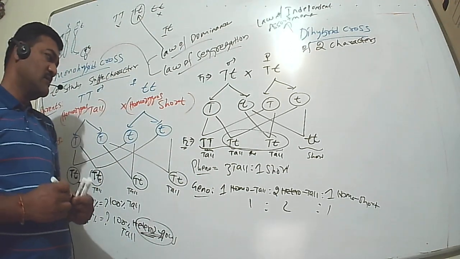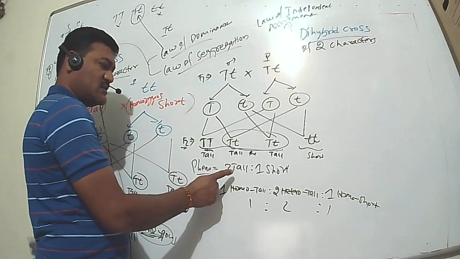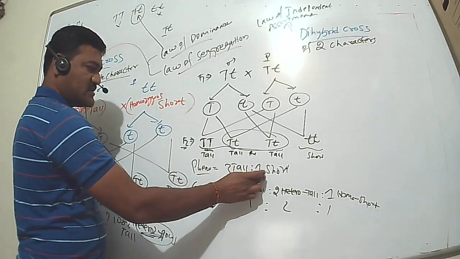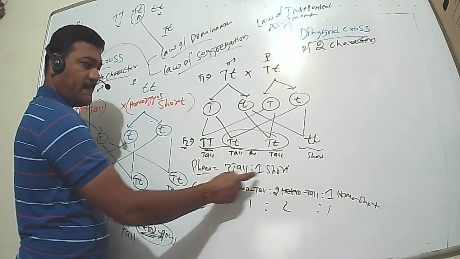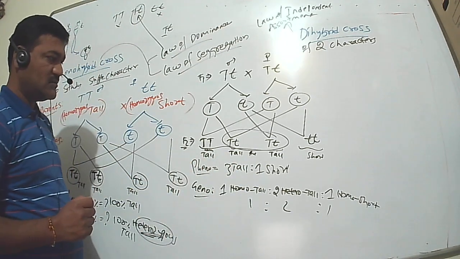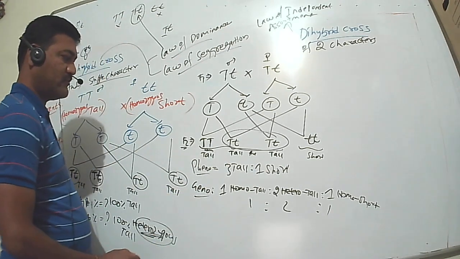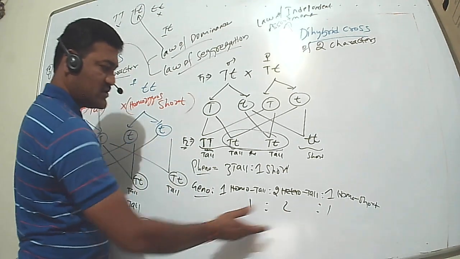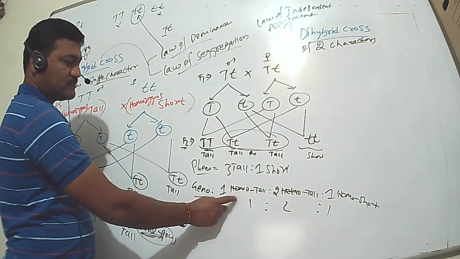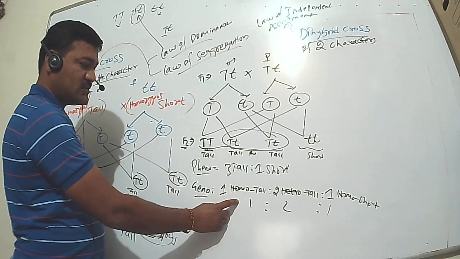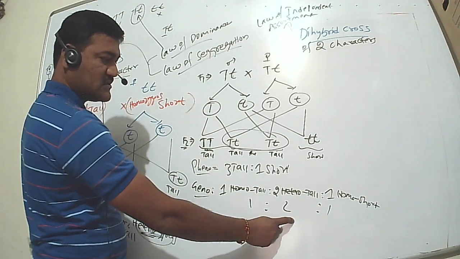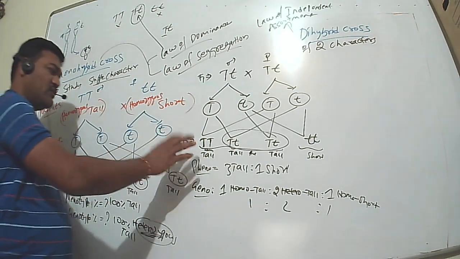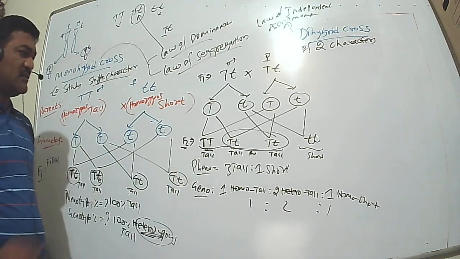Okay, if they ask you phenotype percentage, can't you convert the 3 is to 1 ratio into percentage? 3 is to 1 is 75% tall and 25% short. And this ratio, 1 is to 2 is to 1, I can say is 25% homozygous tall, 50% heterozygous tall, and 25% homozygous short. So whether they ask you phenotype percentage or phenotypic ratio, you can do it like this.